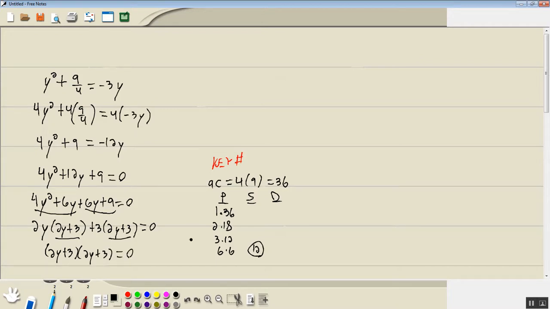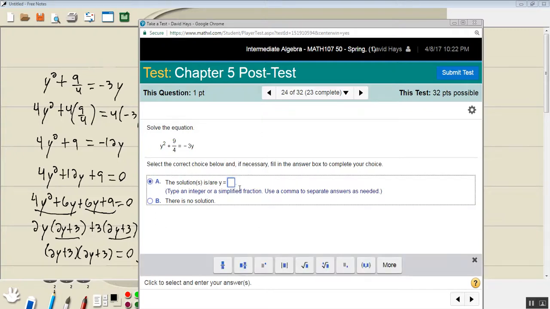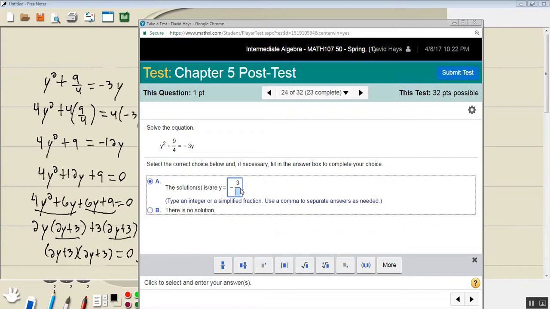Now we're solving these, but they're both the same. So I'm going to set one of them equal to 0. And we get 2y is equal to negative 3. Divide both sides by 2, and we get negative 3/2. I'm pretty sure it doesn't want you to write it twice. Let's see if I get it wrong. Famous last words.